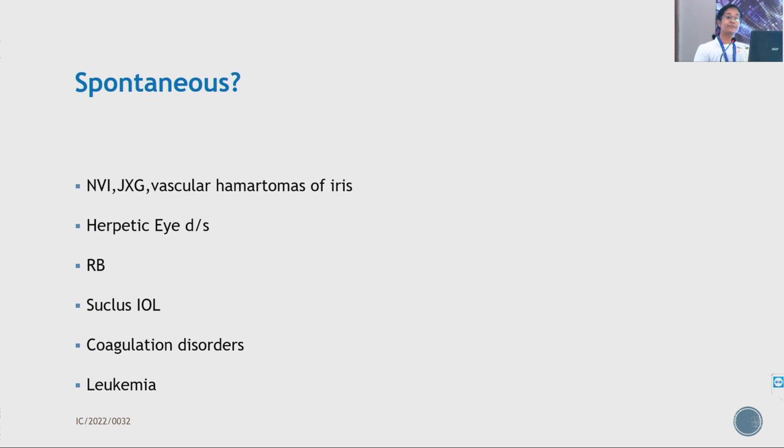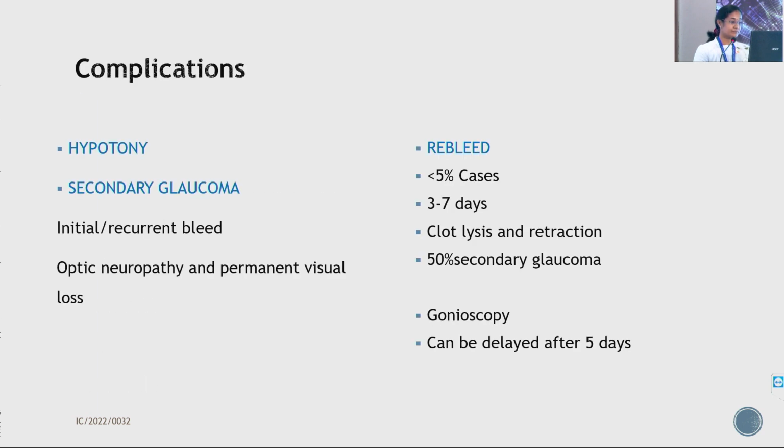In cases of trivial trauma, always rule out cause of spontaneous hyphema. We have to look at the iris carefully for any iris lesions. We have to see for any intraocular tumors like retinoblastoma, an IOL rubbing against the iris causing the iris chafing, or any systemic disease causing coagulopathy. Coming to complications of hyphema, there could be a hypotony, there could be secondary glaucoma wherein there is a risk of optic neuropathy, there is rebleed because of clot lysis and retraction.